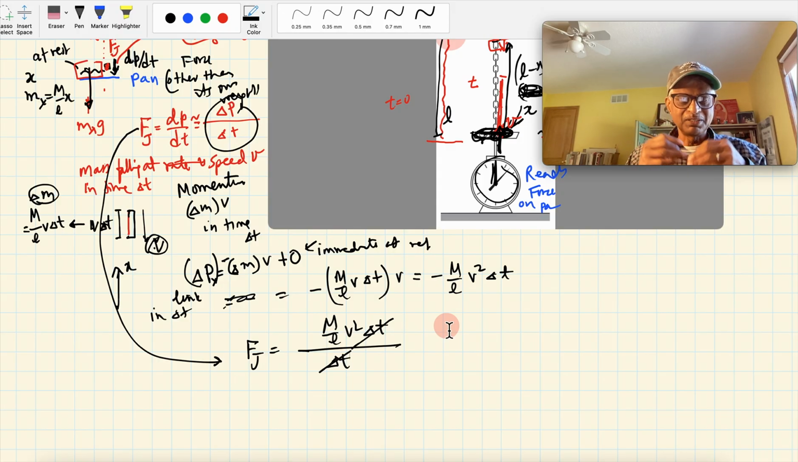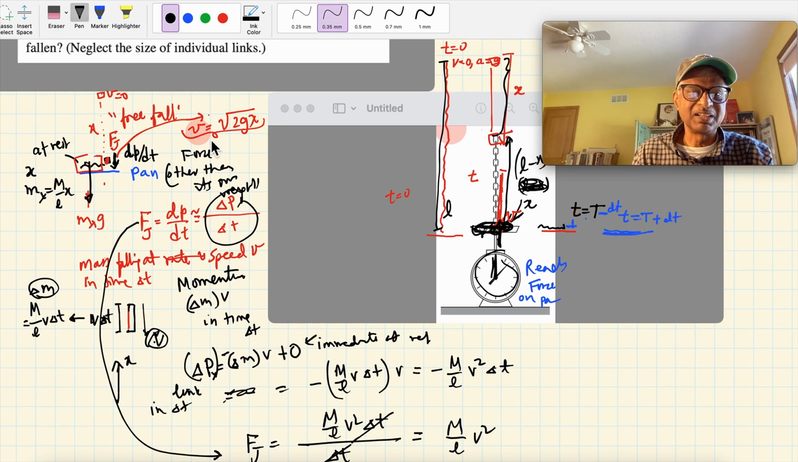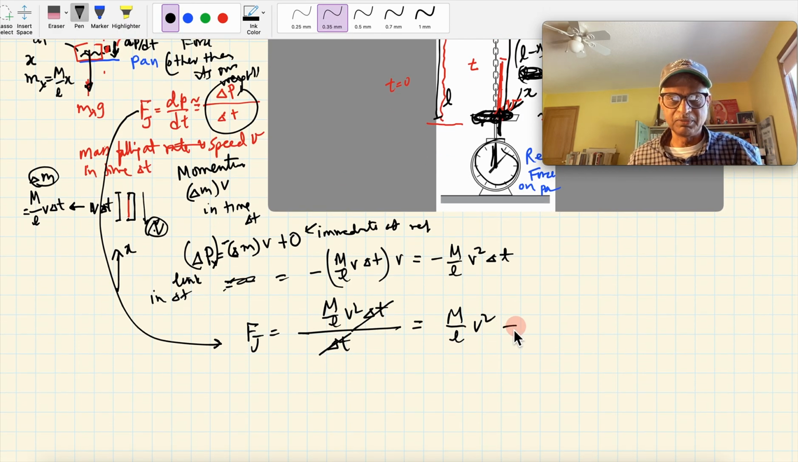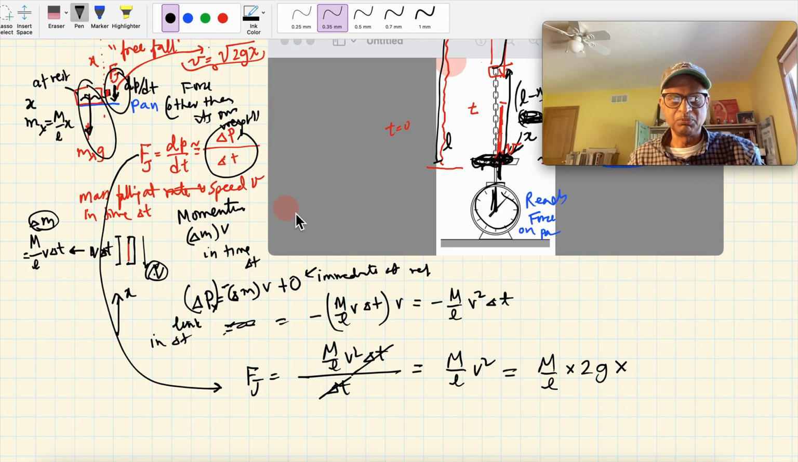But you can cancel them, because you can always go to an argument of in small but finite to infinitesimal, meaning take the limit. So that's the argument. So this is going to be m over l v squared, and we already know what the v looks like. We know the v looks like square root of 2gx, so this we can write out as m over l times 2gx. Okay, so now to recap, we had two forces, and both of those we know.